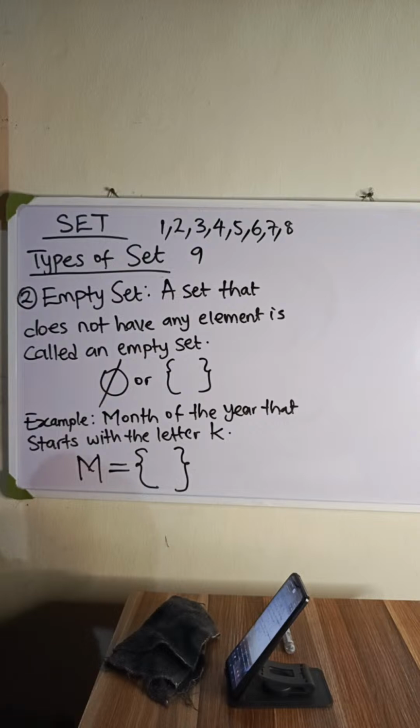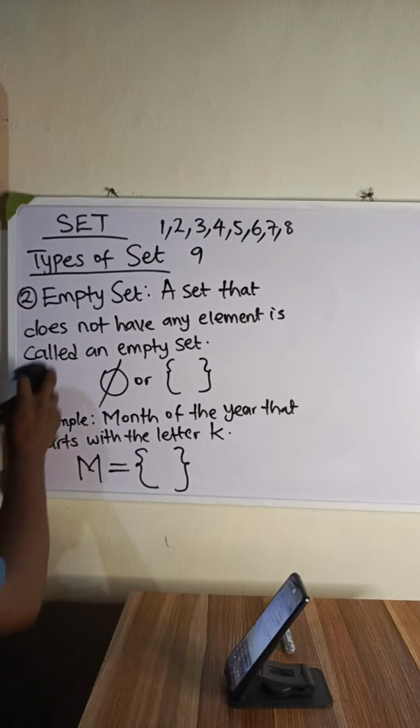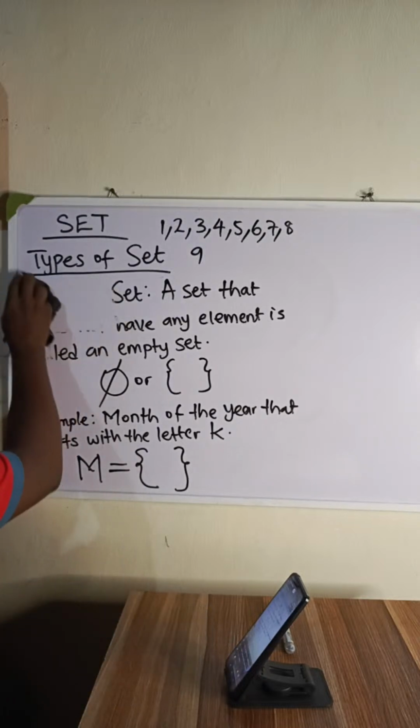So the next type of set we are going to look at is the equivalent set. We're going through this fast.